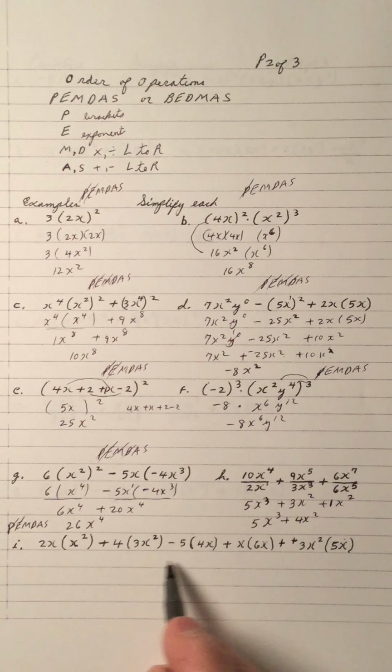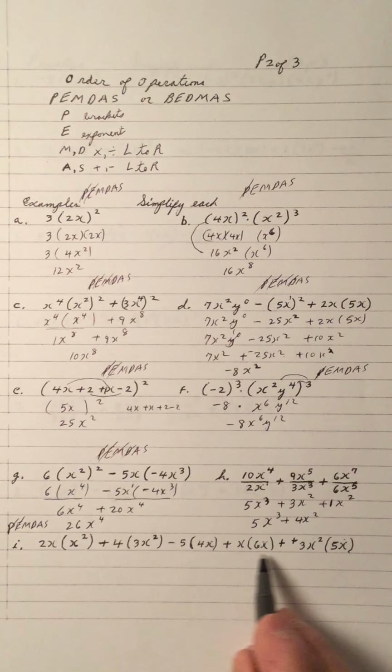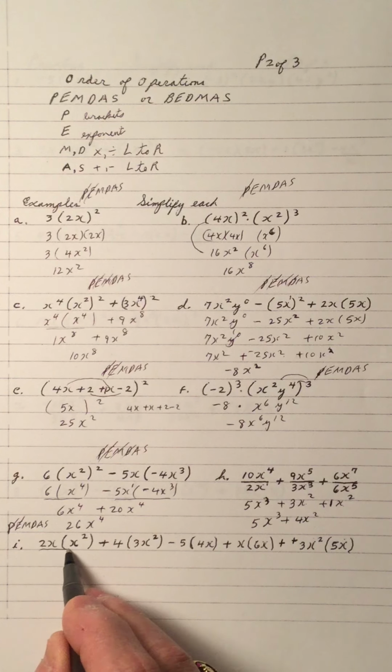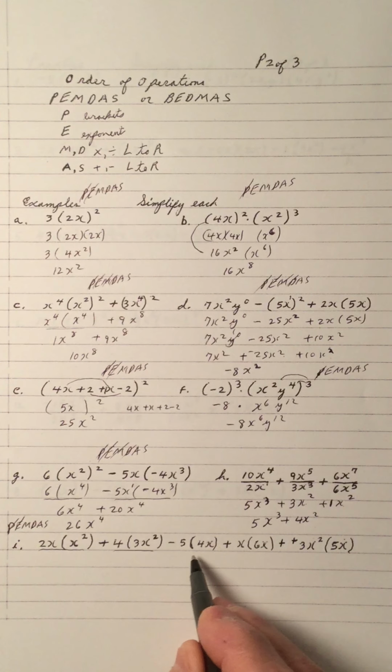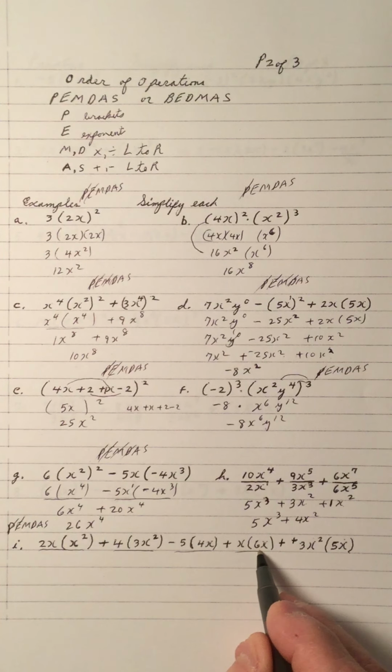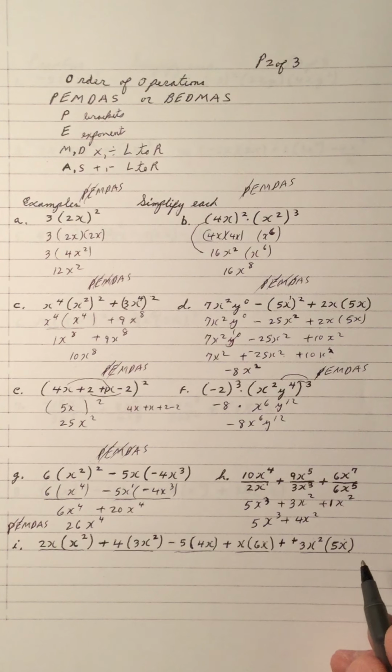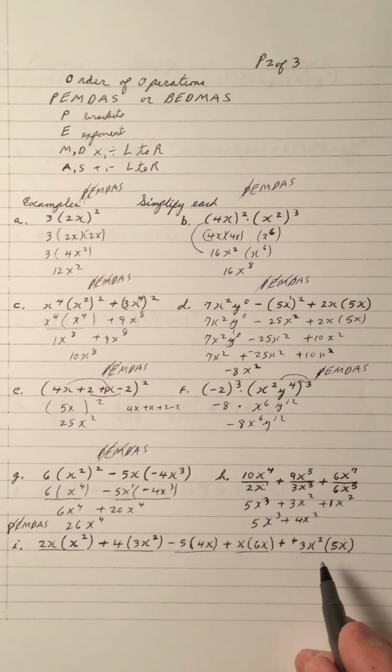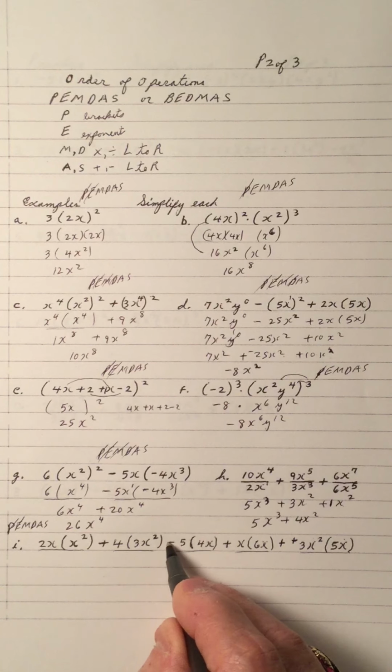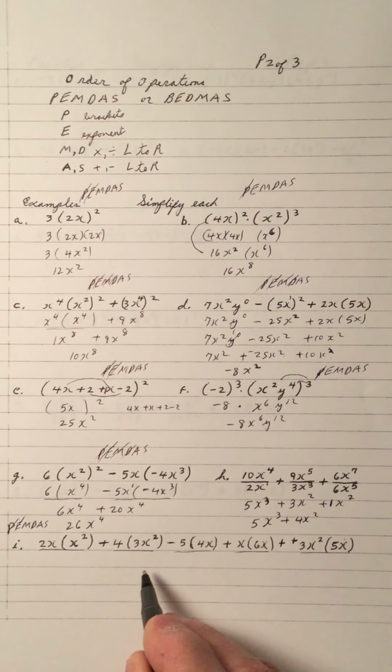And now I look through and I do multiplication. So I'm just going to underline that one. That's a multiplication. That's a multiplication. That's a multiplication. And that's a multiplication. So I have to do all them multiplications first. And if I want, I can add on the negative, but I'll just leave that alone. I could go plus negative 5.